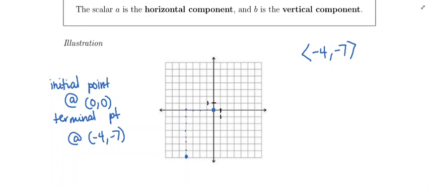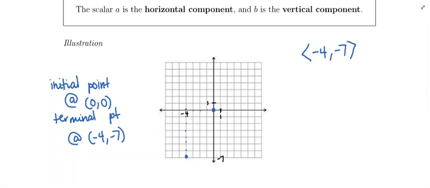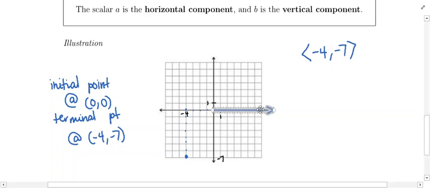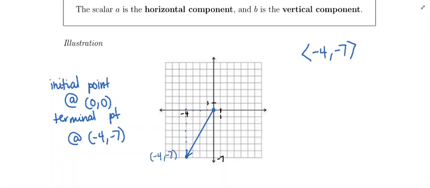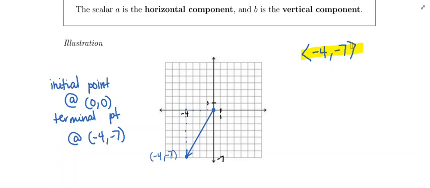Okay, so again, this is -4 on the x-axis, this is -7 on the y-axis. We would draw our vector in this direction. We would start at the origin and then draw to the terminal point of -4, -7. Okay, so pictorially, this is what the vector looks like. We've already seen that we can name it in component form. Okay, so like right here, the -4, -7, where you write the horizontal component, then you write the vertical component, and you put the brackets that look like angles around them.